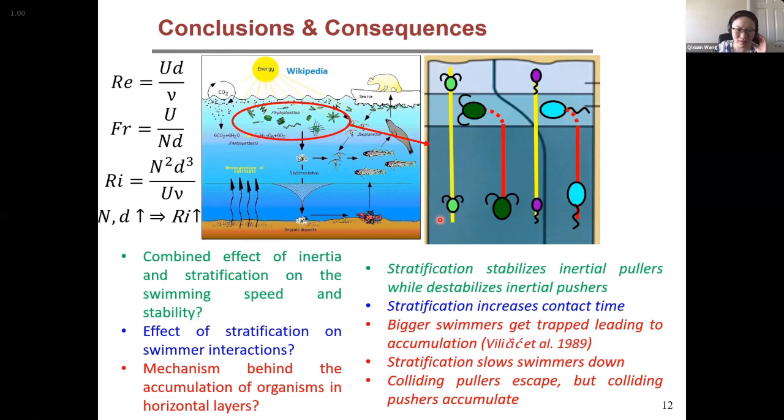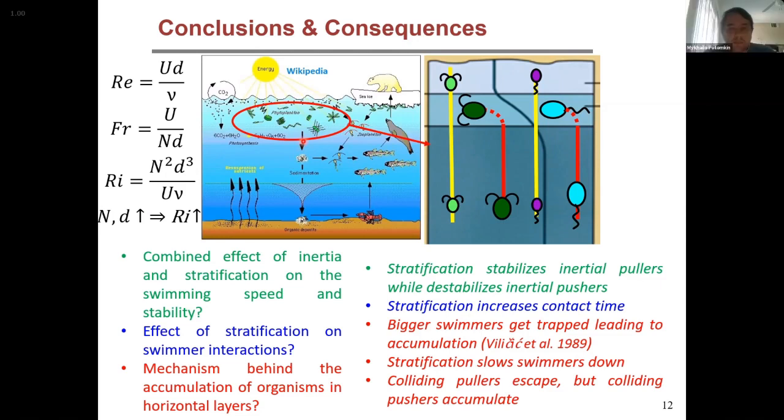Sorry, I don't know how to raise hand when you are co-host. May I ask a question? So stratification, the fluid, is it anisotropic? Does it have a preferred direction? Yeah, it is actually vertical. It is in the direction of gravity. So yeah, it is vertical.